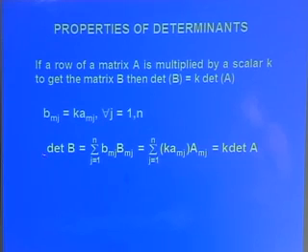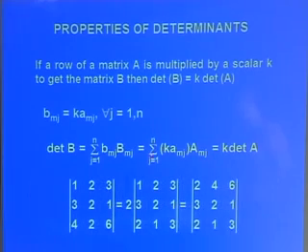The proof of this is simple. I am writing determinant B, by definition it is the summation over j equal to 1 to n of b_mj and its cofactor B_mj. Now for b_mj I have k times a_mj. So this is k a_mj into A_mj. Now k can be taken outside, so what remains is a_mj into A_mj, and that is the determinant A. So determinant B is k times determinant A.